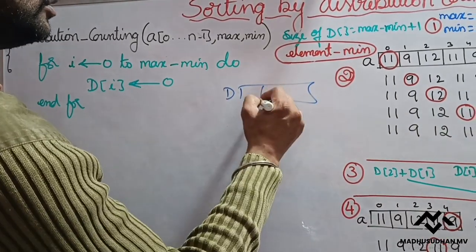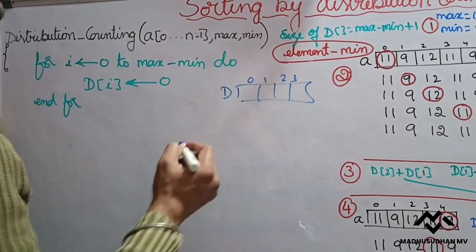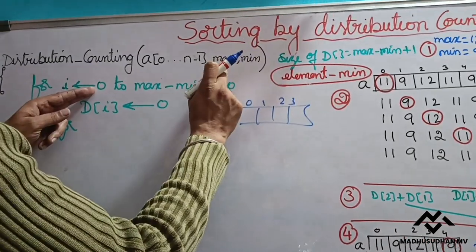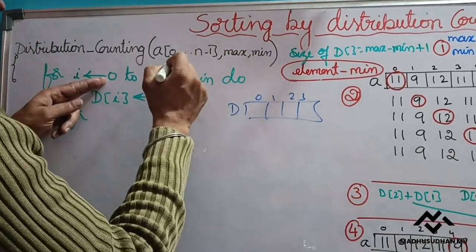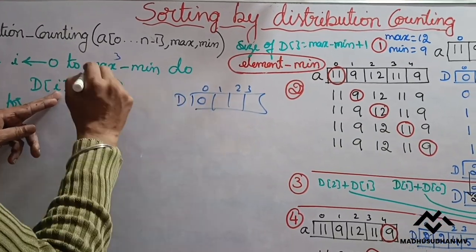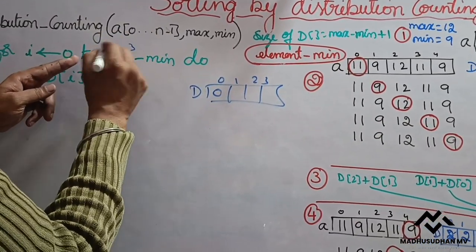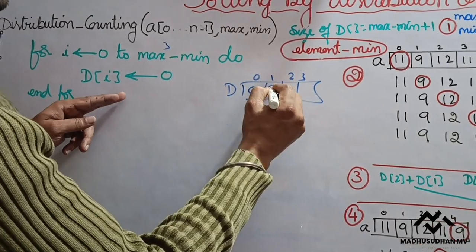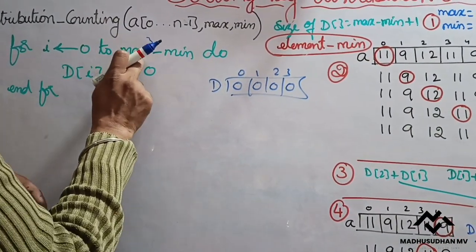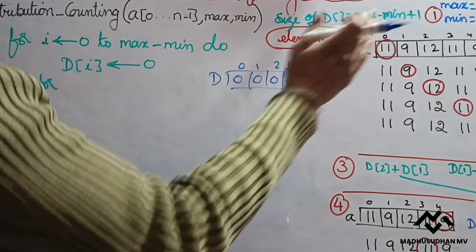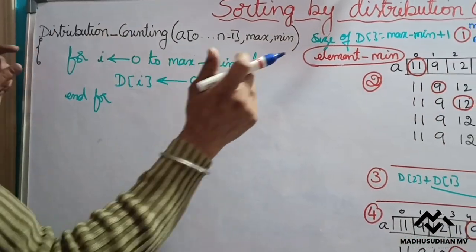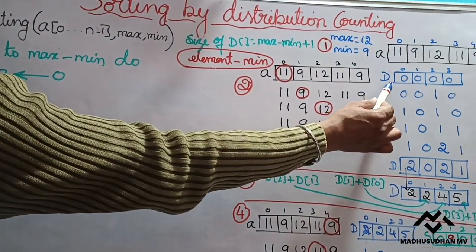For D, so 0, 1, 2, 3. I equal to 0 to max minus min. Max is 12, 12 minus 9, 3. So 0 is less than or equal to 3, true, comes inside. D of 0 is equal to 0. Next, I is incremented and becomes 1. 1 is less than or equal to 3, true, comes inside, 0. Then I becomes 2, 0. I becomes 3, 0. When I becomes 4, 4 is not less than or equal to 3, false, comes out. So this is how it fills 0. Hope you understood this one. This for loop is just to initialize this array to 0.